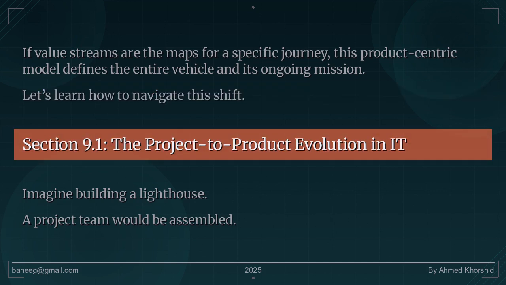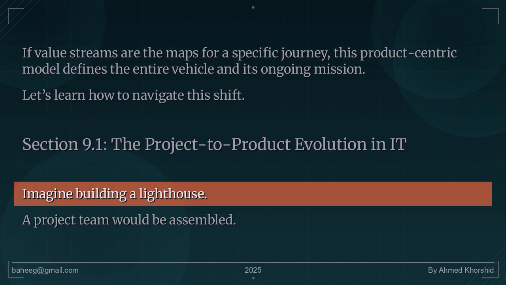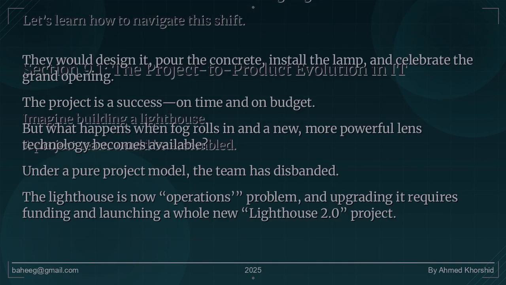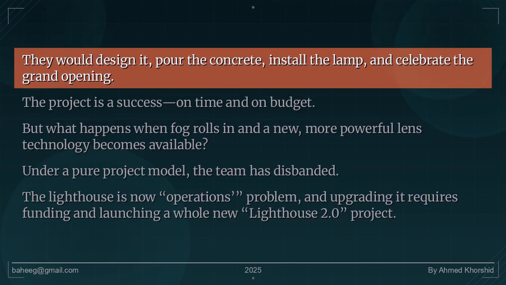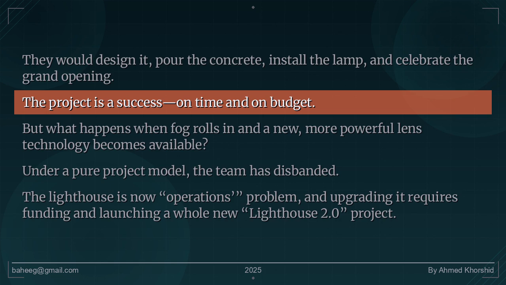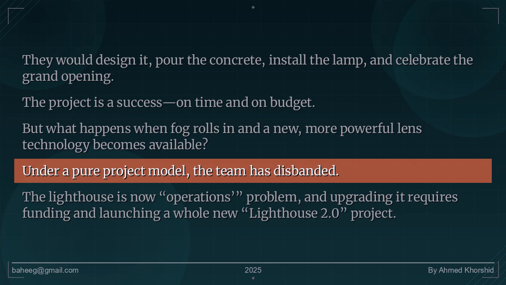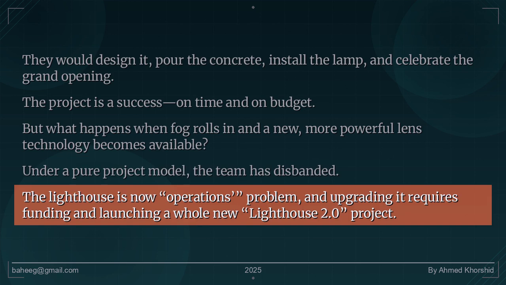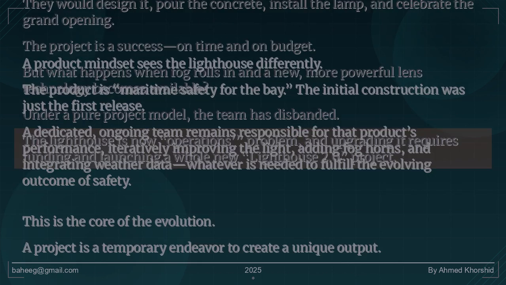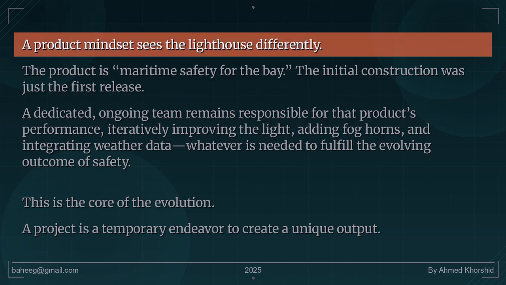Section 9.1. The project-to-product evolution in IT. Imagine building a lighthouse. A project team would be assembled. They would design it, pour the concrete, install the lamp, and celebrate the grand opening. The project is a success, on time and on budget. But what happens when fog rolls in and a new, more powerful lens technology becomes available? Under a pure project model, the team has disbanded. The lighthouse is now an operations problem, and upgrading it requires funding and launching a whole new Lighthouse 2.0 project. A product mindset sees the lighthouse differently.